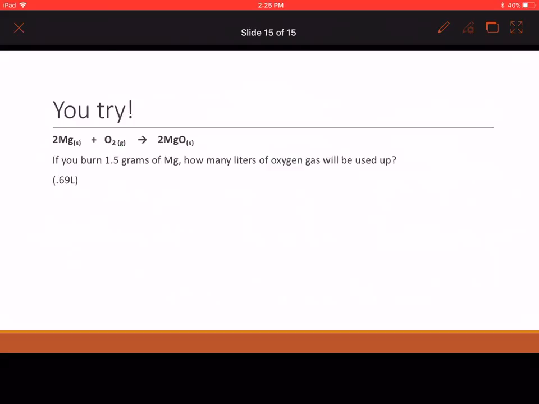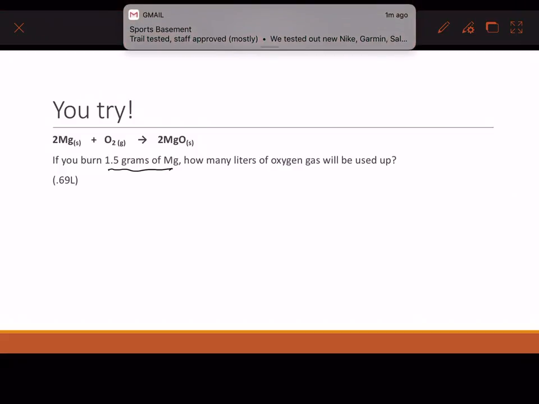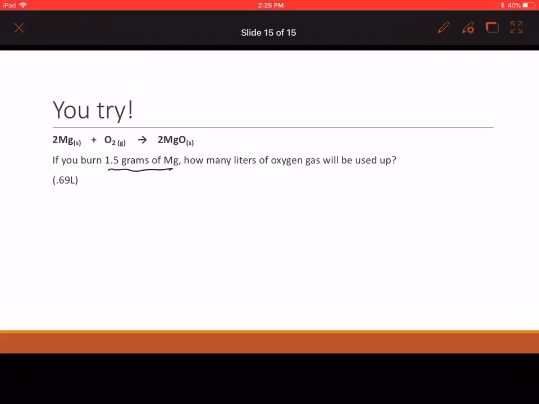One important thing to notice here is that we're in grams of magnesium. Remember, molar volume only applies to gases, so you wouldn't want to use molar volume here. When you're going grams to mole, you still want to use the molar mass. All right, that's it. And that's it for gas stoichiometry.